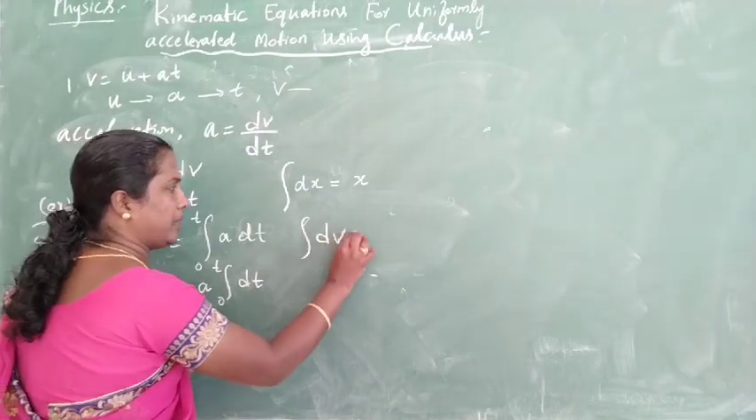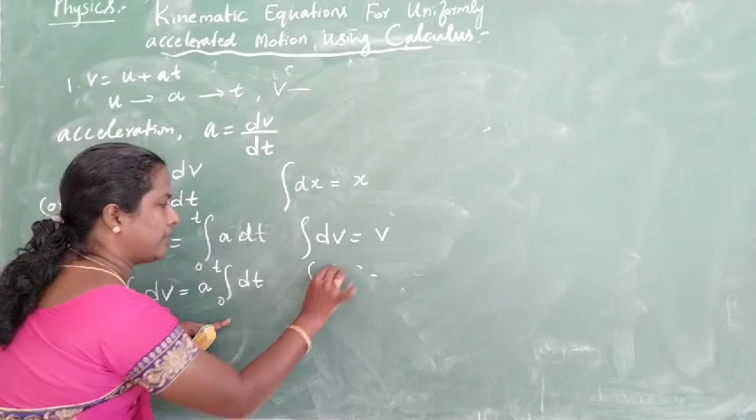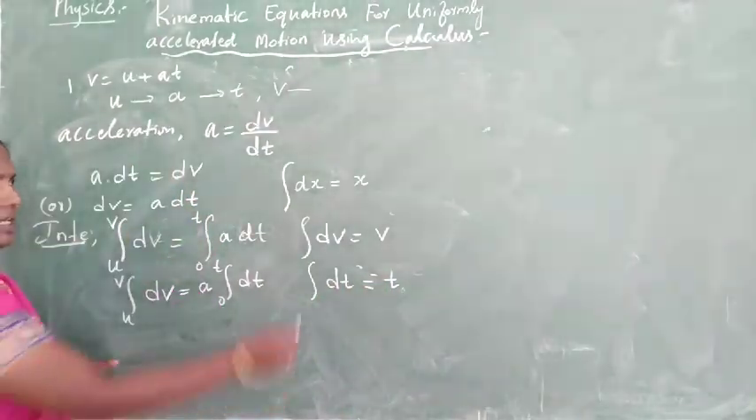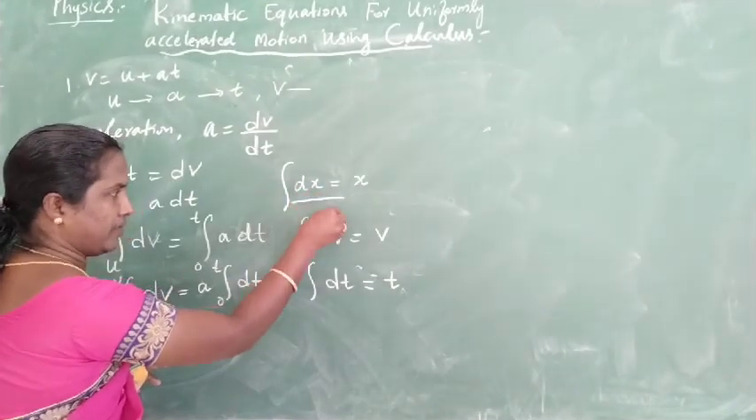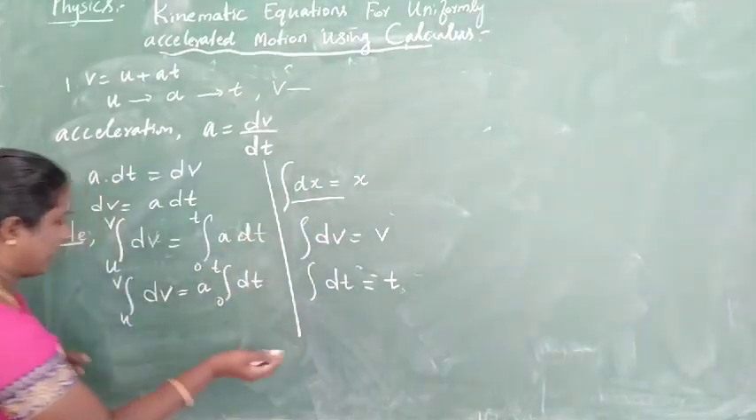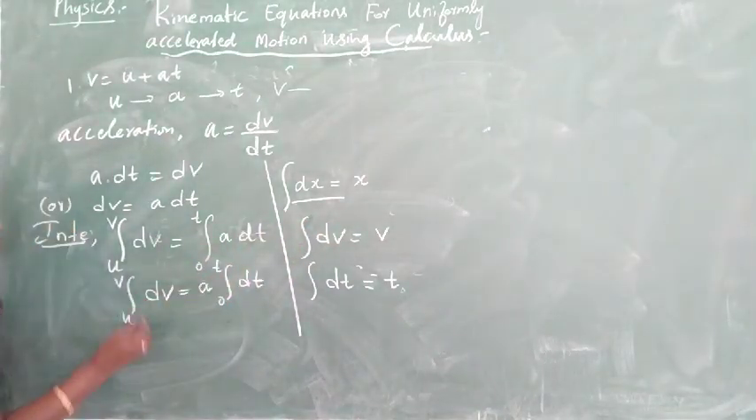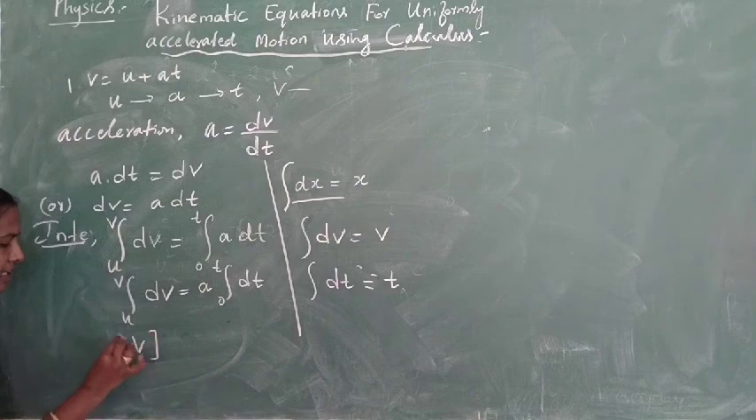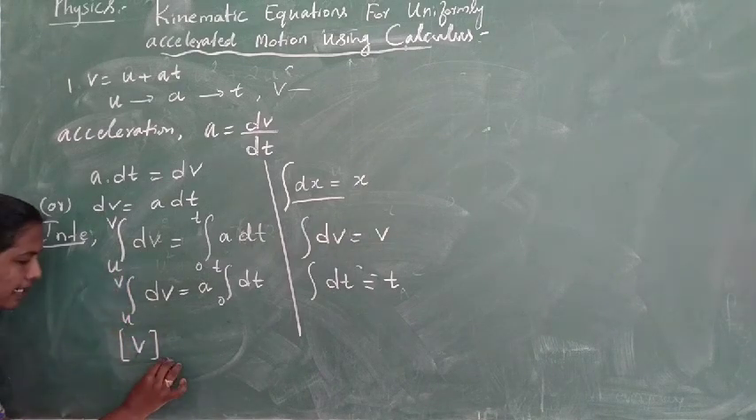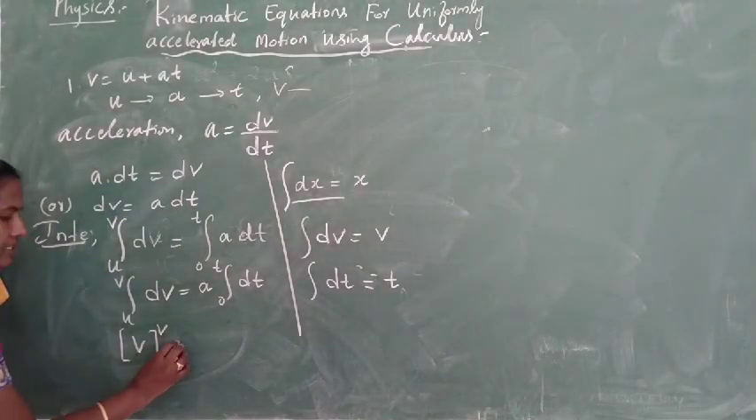If it is dv, I can write v. If here we have the integration of dt, I can write the variable time. By using these two formulas, we can derive these two terms. Therefore, if we apply the integral to dv, I can write v, and the limits are changing: u to v, where u is the lower limit and v is the upper limit.